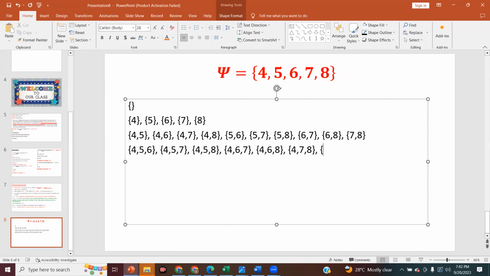So we have to do 5 and 6. So 5, 6, 7. We ignore the 4s. 5, 6, 8. And there's none more that we can do. 5, 6, 7, 5, 6, 8. We can't do nothing more with that 5 and 6. So we could do, well, we could do 5, 7 though. We can do 5, 7, 8. Yeah, we could do that.